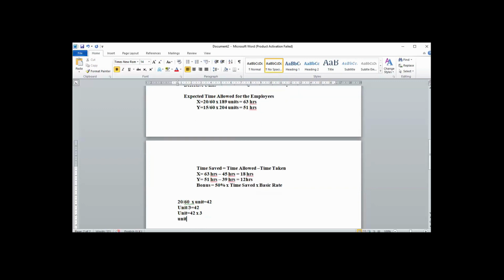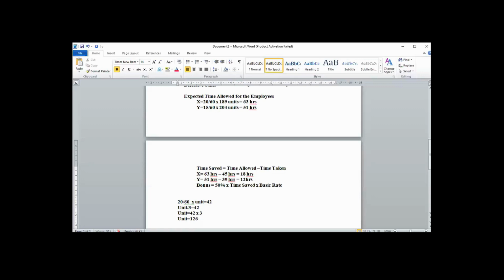42 is equal to 42. 126, sir. 126. That is the number of units that particular S will have produced, having worked 42 hours. But he went ahead to produce 189. Where do you think the time is going to come from? And he still ended up using 45. He has saved enough.